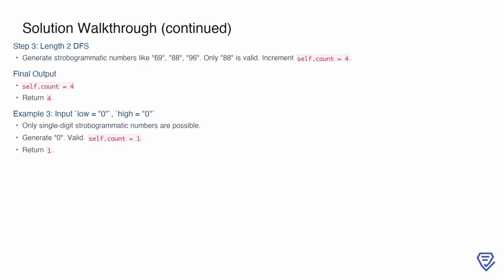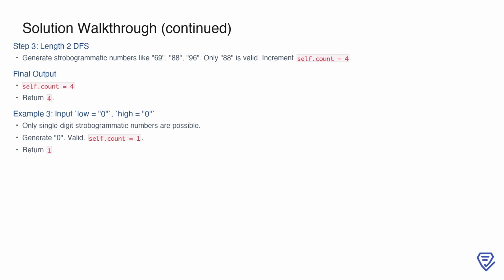Returning this result, we move to the last example, where low equals 0 and high equals 0. Here, only single-digit strobogrammatic numbers are possible. Using the DFS approach, we generate the number 0, which is valid, incrementing the count to 1. Since this is the only number in the range, the result is 1, which we return as the final output. This concludes our walkthrough of the solution, demonstrating how the algorithm efficiently generates and validates strobogrammatic numbers for various input ranges.